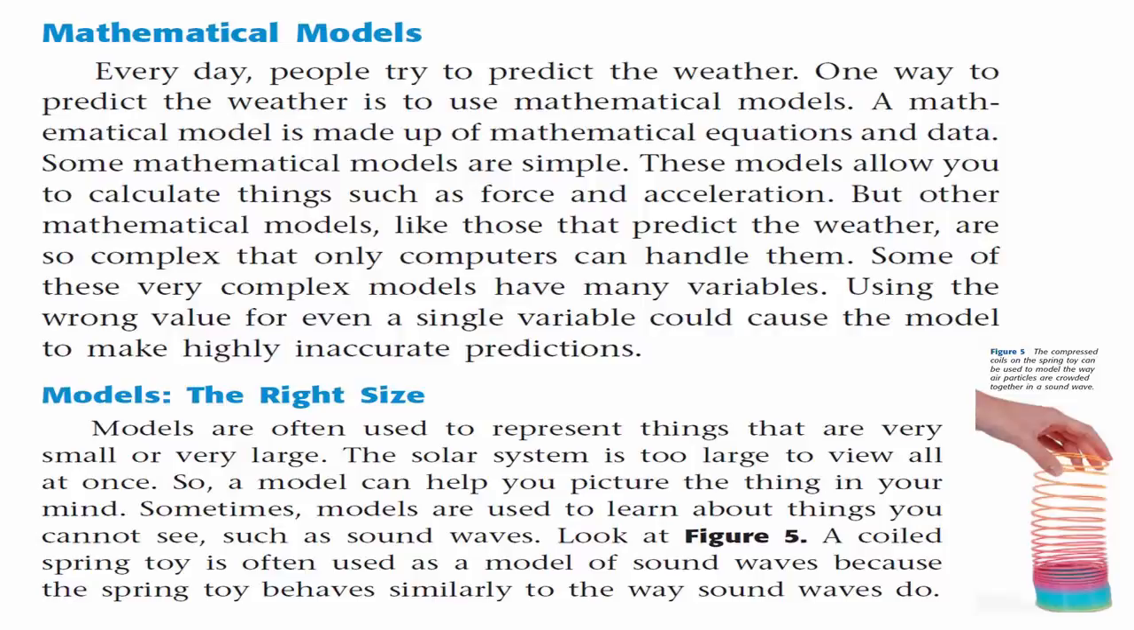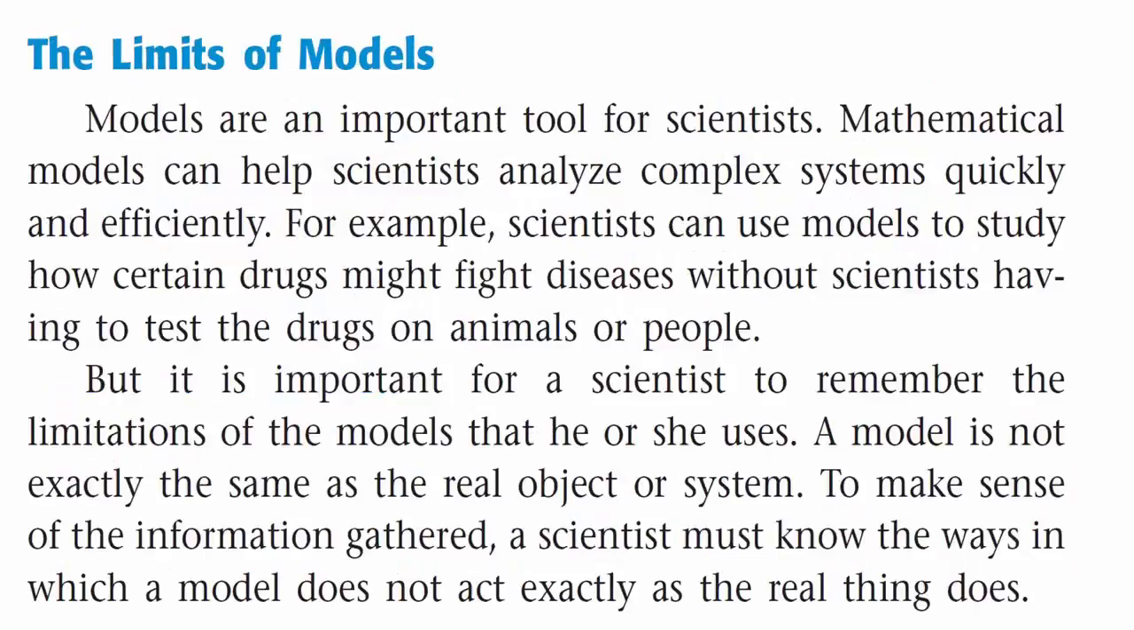Models, the right size. Models are often used to represent things that are very small or very large. The solar system is too large to view all at once. So, a model can help you picture the thing in your mind. Sometimes, models are used to learn about things you cannot see, such as sound waves. Look at Figure 5. A coiled spring toy is often used as a model of sound waves because the spring toy behaves similarly to the way sound waves do.